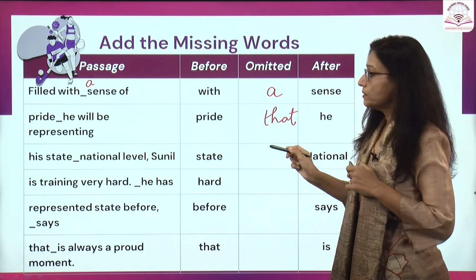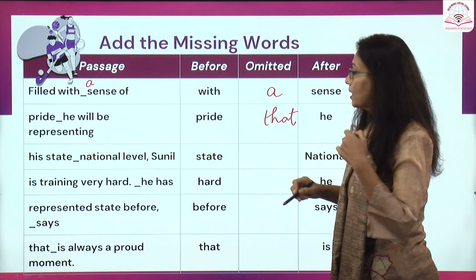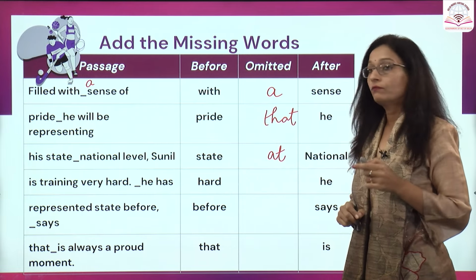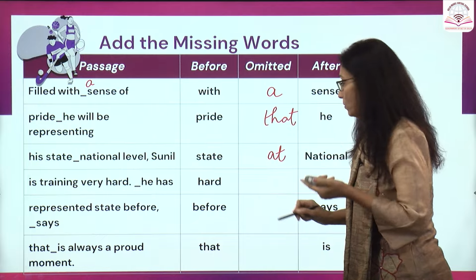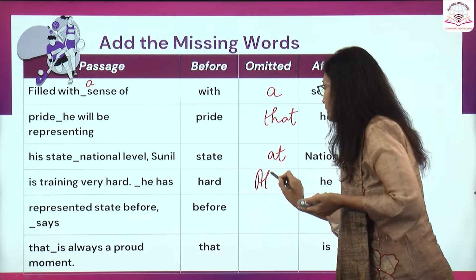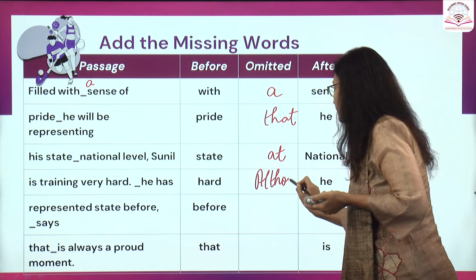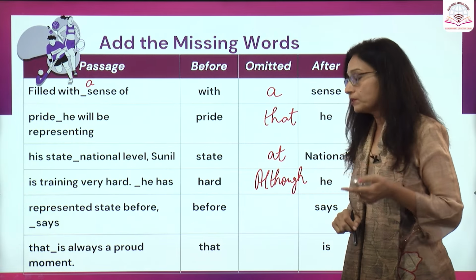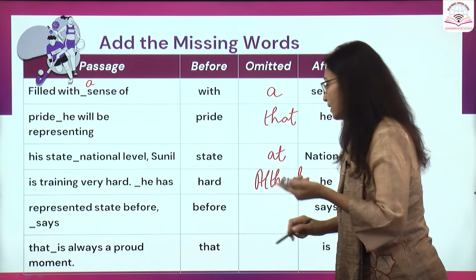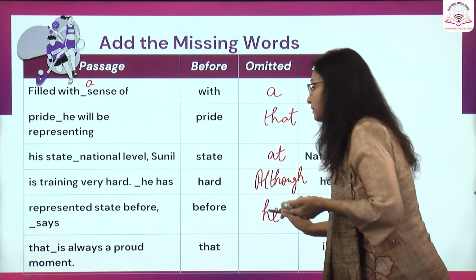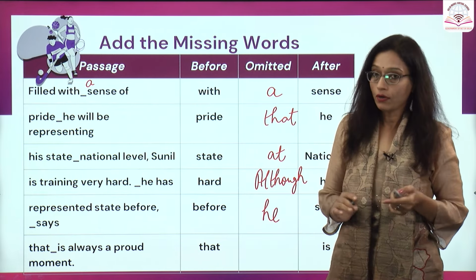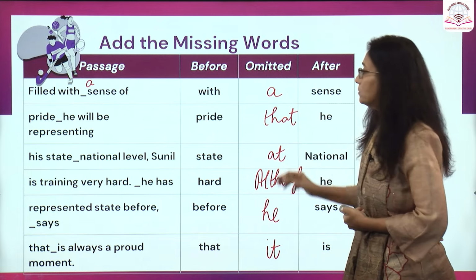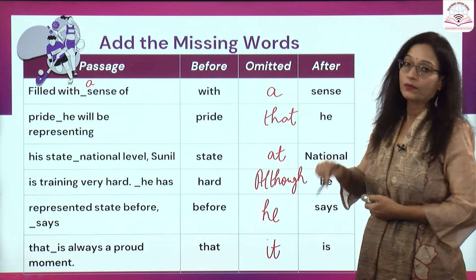he will be representing his state at national level, Sunil is training very hard. Although the sentence is beginning with a conjunction. Although he has represented state before, he says that it is always a proud moment. So this is how it will look.